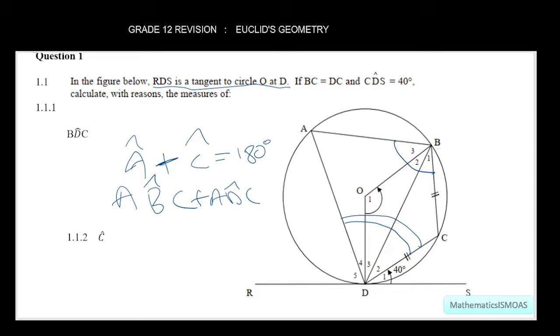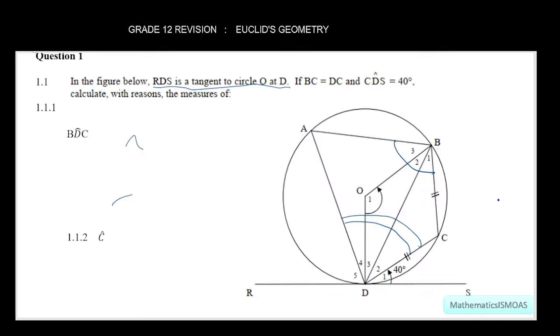ADC. Then I'm saying ABC plus ADC will be equal to 180 degrees. Opposite angles of a cyclic quadrilateral are supplementary. Okay. Which other theorem statement do I see?